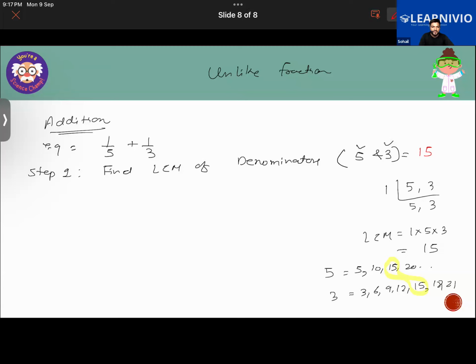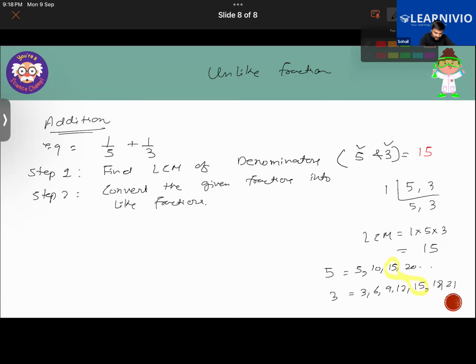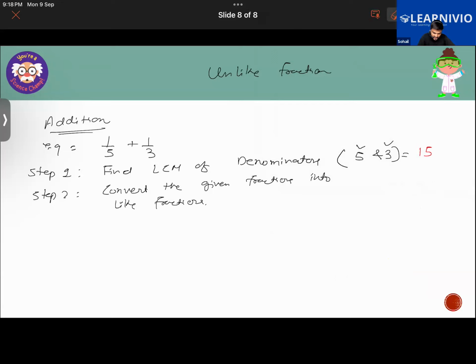Now we are going to convert the fractions 1 upon 5 and 1 upon 3 into like fractions, meaning that we are going to make the denominators the same. Step number 2 says that we are going to convert the given fractions into like fractions, having the same denominator, and that denominator should be equal to 15. That's why we have found the LCM.